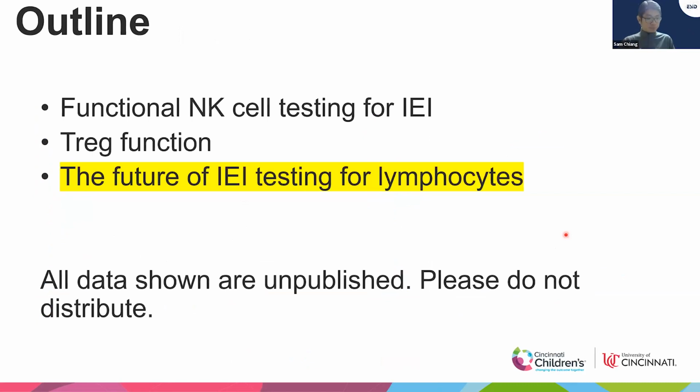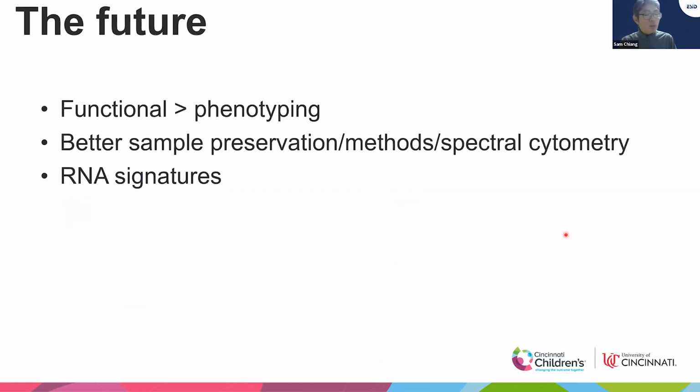My final slide is what the future holds for IEI testing in a research or clinical lab. I have 3 points here. More and more, we are moving towards functional testing. As I showed you in a previous example, sometimes the phenotyping test just doesn't cut it. Antibodies have their limitations. Sometimes polyclonal antibodies drift with time, the specificity. So I warn you against that. If you have a polyclonal antibody, be very careful. But we see that more and more we are interested in the function of a particular cell type.